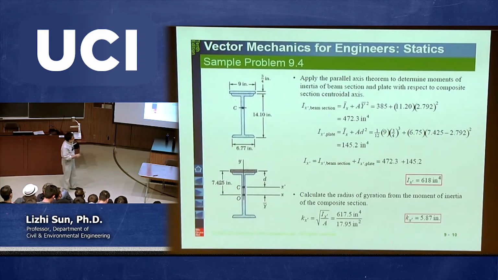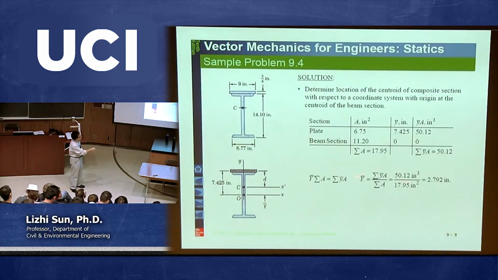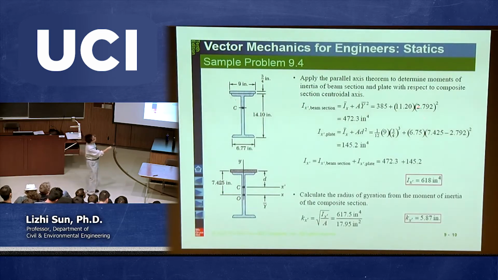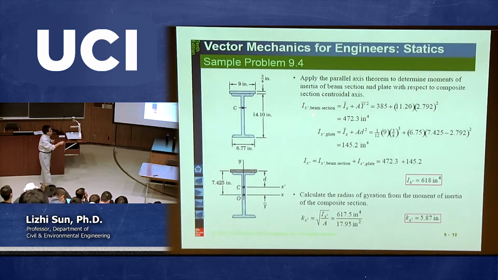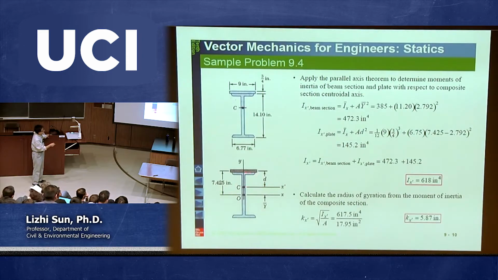What is D? D is the distance between these two parallel axes, which we just calculated from here to here. That is our capital Y bar, which is 2.792. So then 2.792 squared. Adding them together is equal to 470 something. This is the moment of inertia with respect to x prime for the second part only, for this W14/38. Any questions?